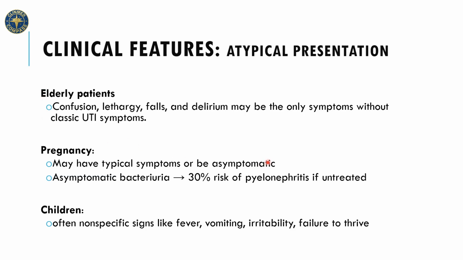Yet, untreated asymptomatic bacteriuria carries a 30% risk of pyelonephritis. In children, they often show non-specific signs like fever, vomiting, irritability, or failure to thrive. Always consider age and context when evaluating for urinary tract infections.